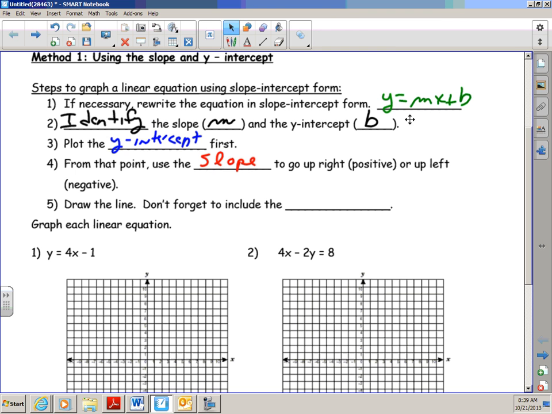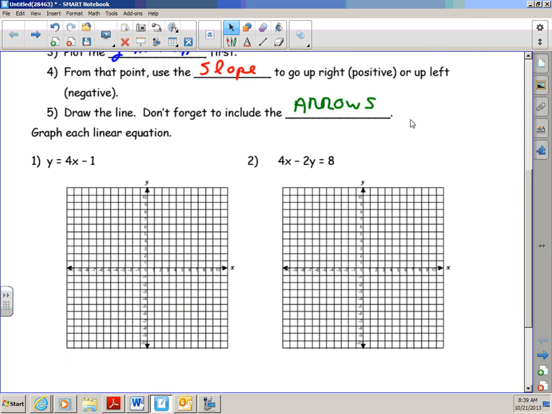Draw the line and don't forget to include the arrows. We need arrows since it's a line. If you do not put arrows, you're then telling me it's a line segment, which is something different. A line segment has a beginning and an end. A line has no beginning or no end.